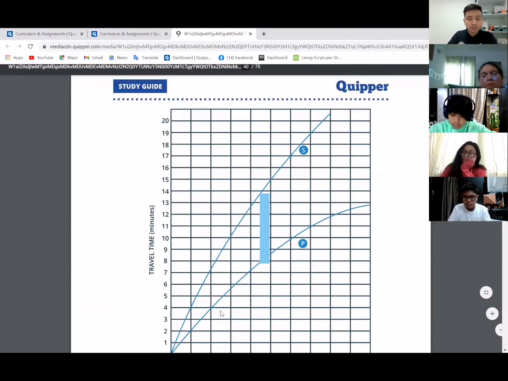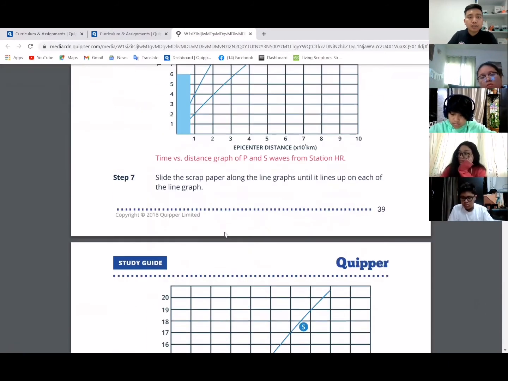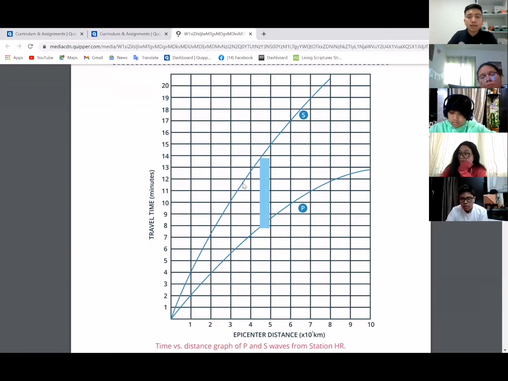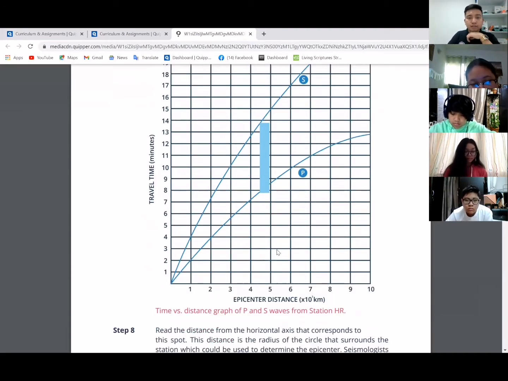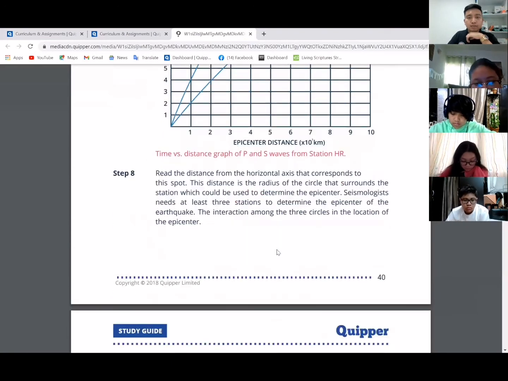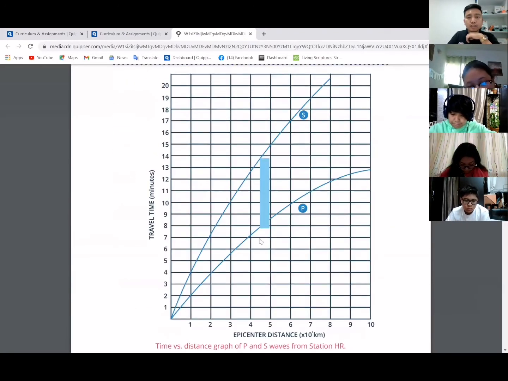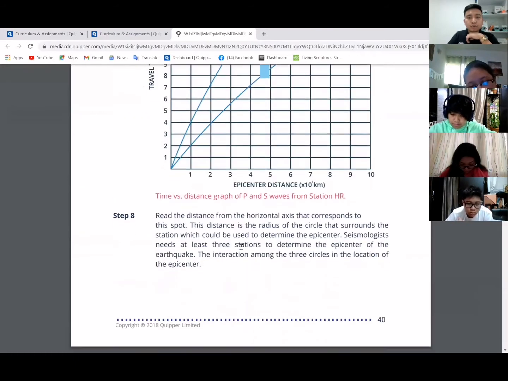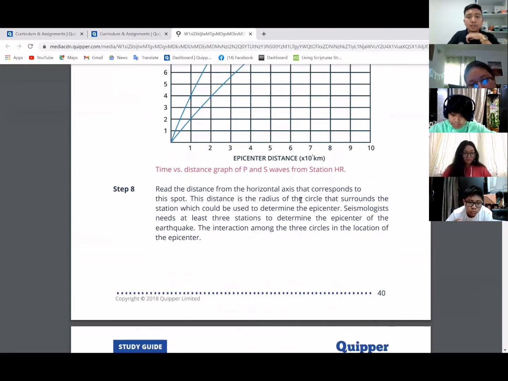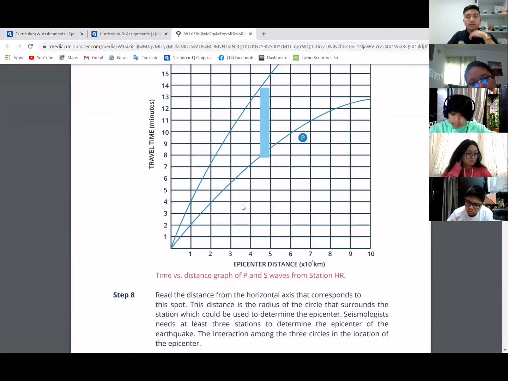Now, ang gagawin nyo, you need to slide yung going to the top until it will fit in this two line. Okay? Until it will fit yung both ends niya. Tignan nyo, both ends in here at the top. Nasa end point siya. And then in here, nasa end point din siya. Okay? Ayan. And then, next to that, is step 8, through the line, ito na yung you need to read the distance from the horizontal axis that corresponds to this spot.